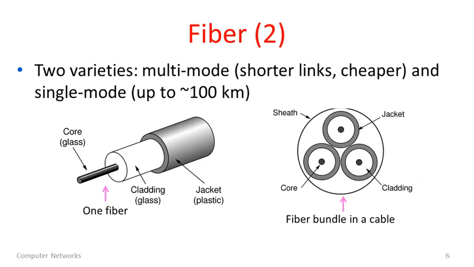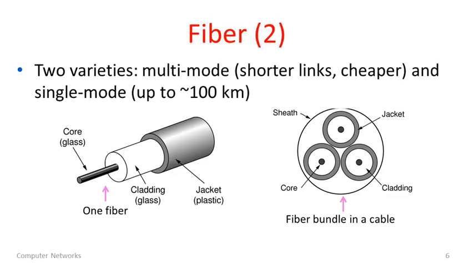Just like different kinds of wire, there are different kinds of fiber. The two most common varieties are what is called multimode and single mode. Multimode is the cheaper version, so it's good for shorter links, maybe links that are less fast. Single mode is the more pure, higher quality version. In a single mode fiber, light can only go straight down the middle because it's so thin. And single mode fibers can be used to carry signals up to 100 kilometers or so.